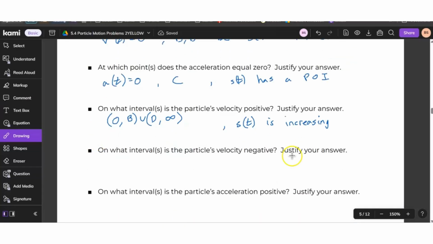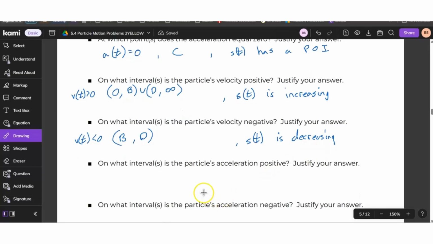All right, when is the velocity negative? Well, same thing. Let's start with that whole S of t is decreasing, exactly. Which means that this time it's going to happen from B to D. Anywhere else? Oh, and I guess here we should probably say what it was. V of t was positive, and V of t was negative.